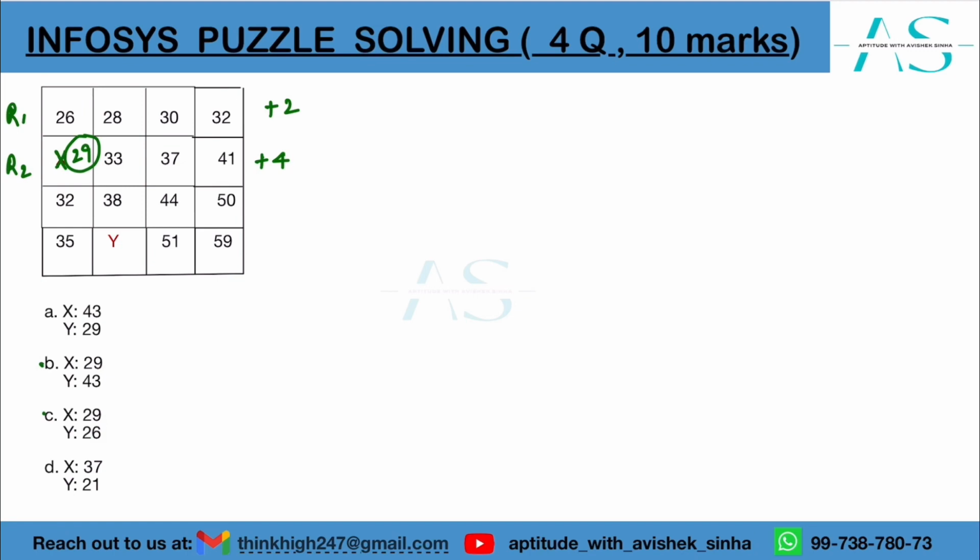Okay. Next, row 3: 32, 38, plus 6. 38 and 44, plus 6. 44 and 56, so plus 6. Now, without even looking at the next one, I can say it should be a gap of plus 8 if we are following this logic. Let's see. Okay, yes, it's a gap of 8. So adding 8 to 35, 35 plus 8 is 43. So we get the x and y values as 29 and 43, which is there in option number B.